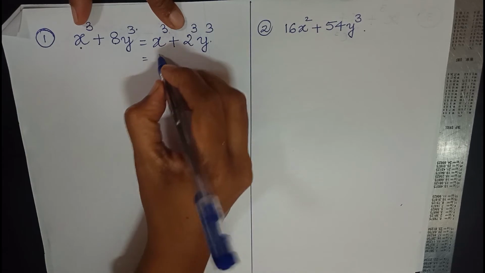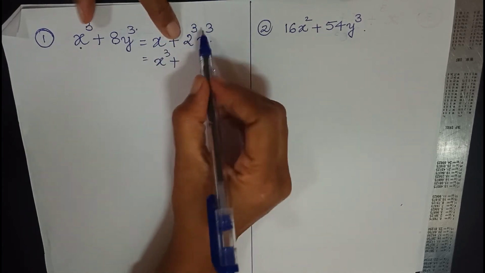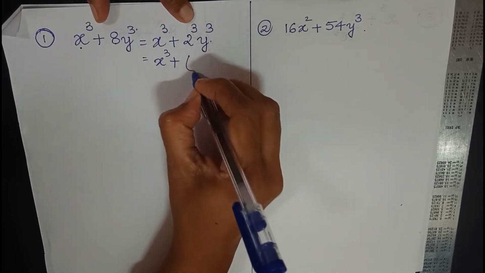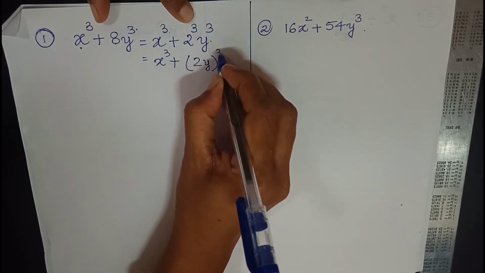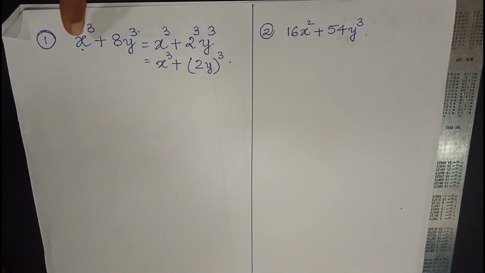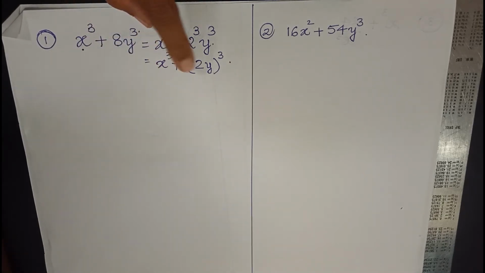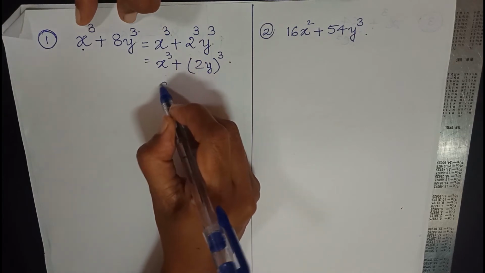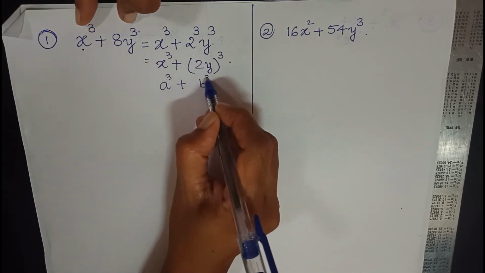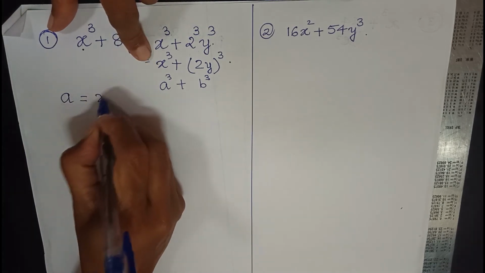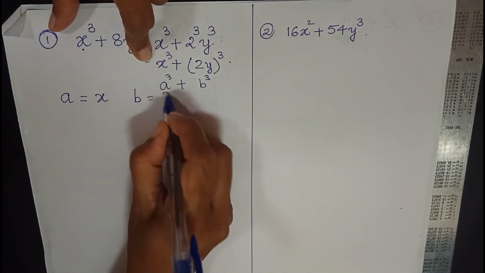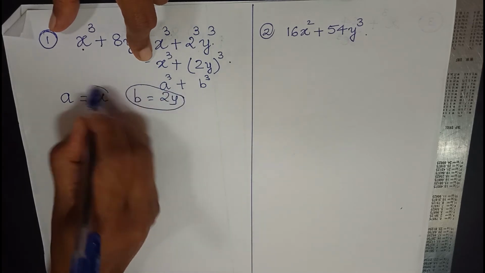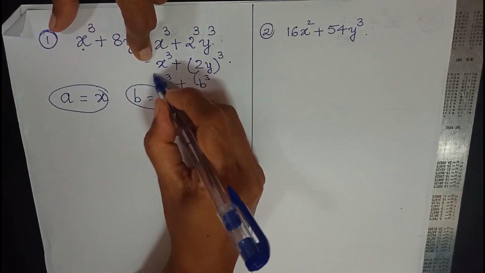Now as we have learnt in indices, if the indices are the same, we can take it outside. So I put 2y in the bracket and take the cube outside. So my question, x cube plus 8y cube, has now taken this form: x cube plus 2y raised to 3. You can see 2 cube is 8, and y raised to 3 is y raised to 3. So now this is in the form a cube plus b cube, where a is x and b is 2y. We should remember this: b is 2y and a is x.